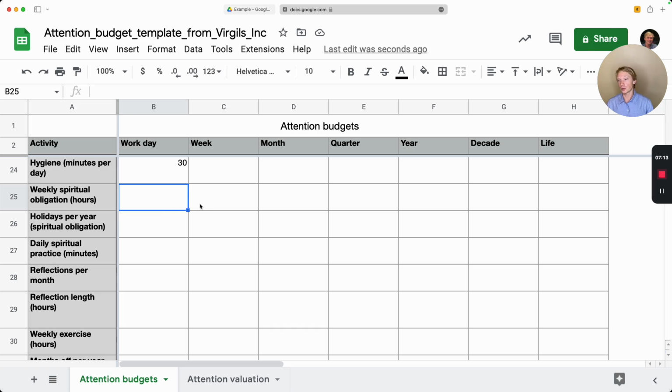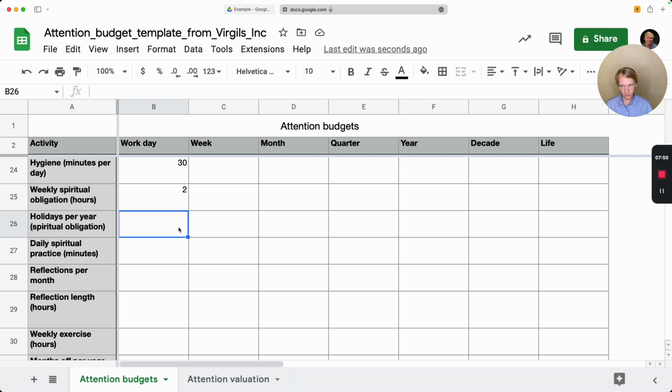All right, weekly spiritual obligation. So for folks who do go to synagogue, church, mosque, meditation, insight circles, there are certainly many flavors of this, and a lot of Americans don't have any particular weekly practice. You could just put 0, or you could put the amount. For me, this is probably a little over an hour. Again, I'll be conservative and say 2 hours a week, something like that.